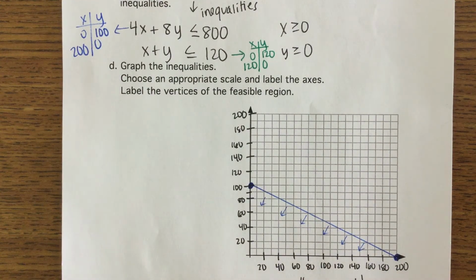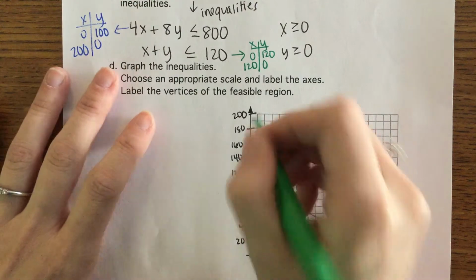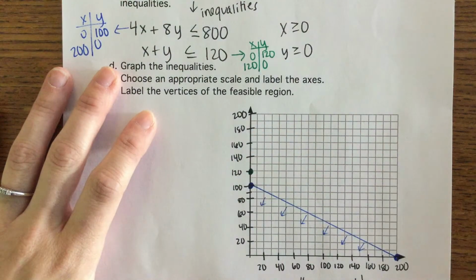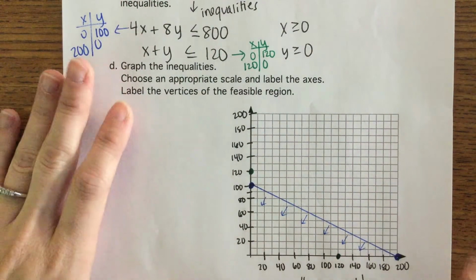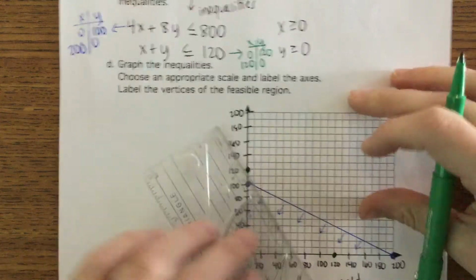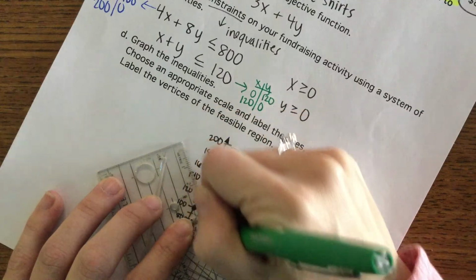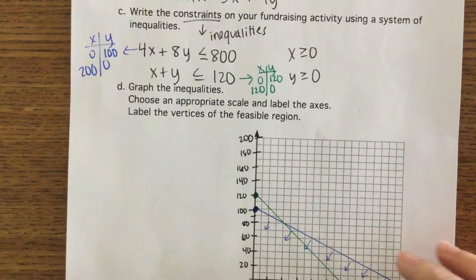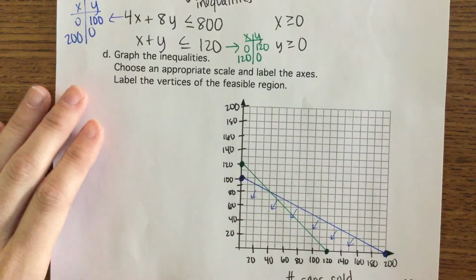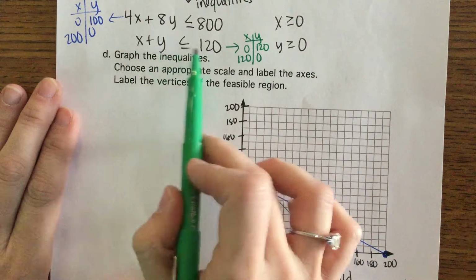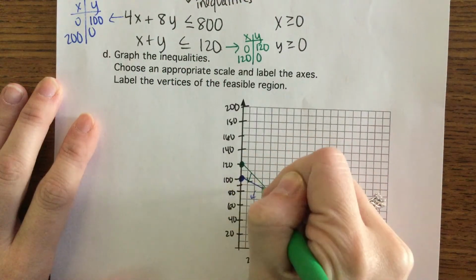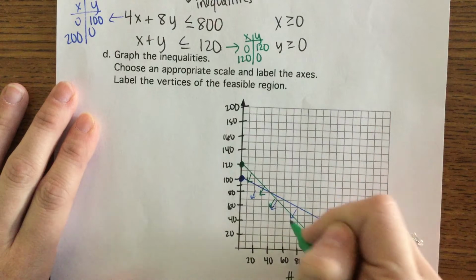Okay, next one. I have 0, 120, and 120, 0. And again, you have to connect these. Again, if I plug in 0, 0, I get 0 is less than or equal to 120, which is good. So we're going to shade towards 0, 0.